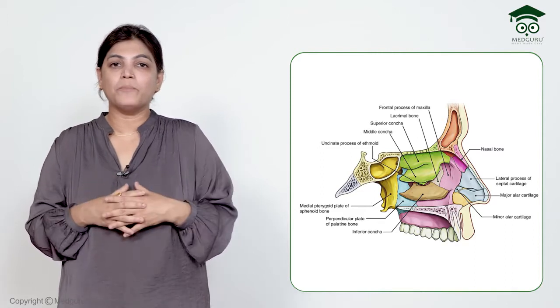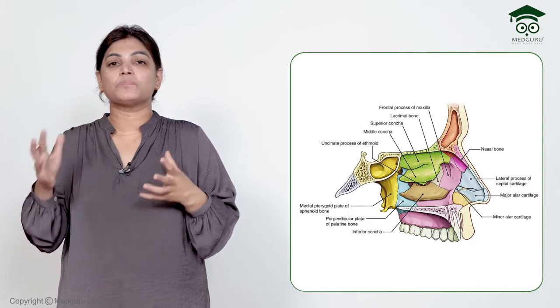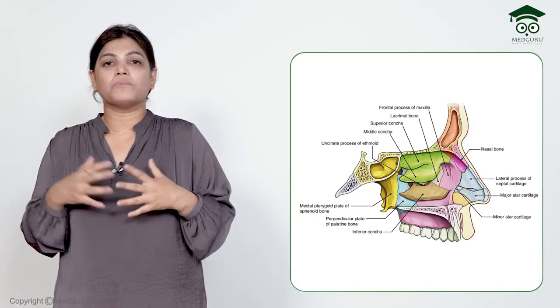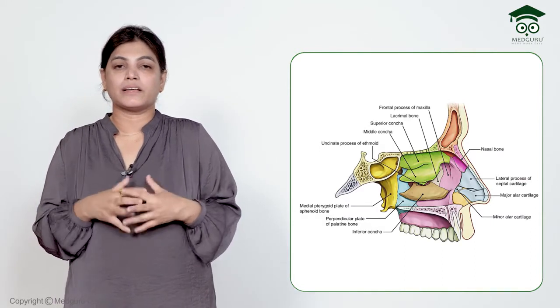So I will make a diagram. In the diagram part, I am going to describe the quadrants and I will tell you which part is supplied by which nerve and which artery. Other than that, let's come into the discussion of important aspects seen in the lateral wall of nasal cavity.